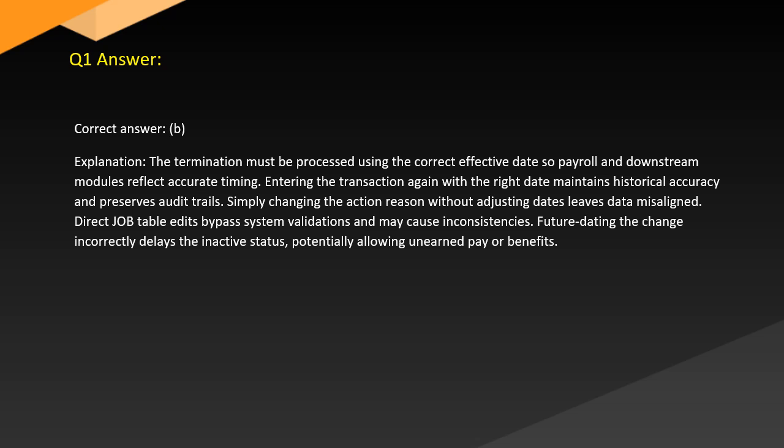Simply changing the action reason without adjusting the date leaves data misaligned. Direct job table edits bypass system validations and may cause inconsistencies. Future dating the change incorrectly delays the inactive status, potentially allowing unearned pay or benefits.